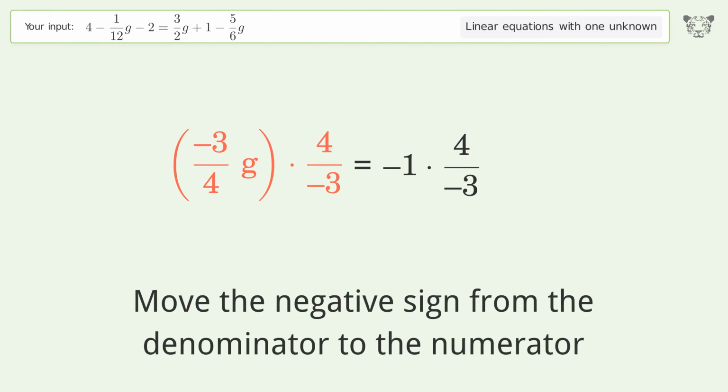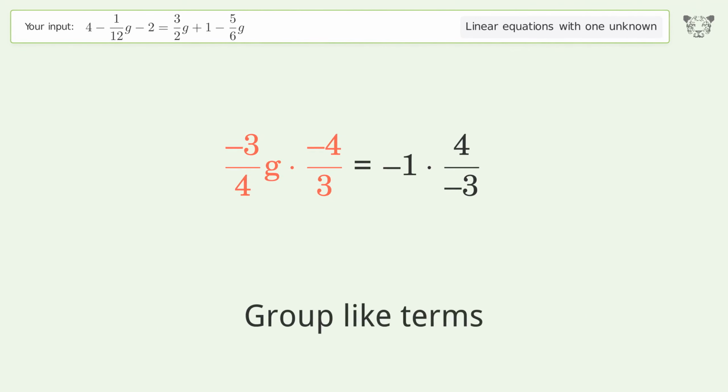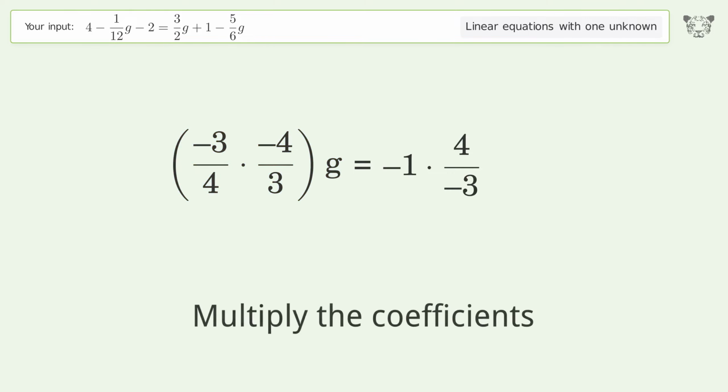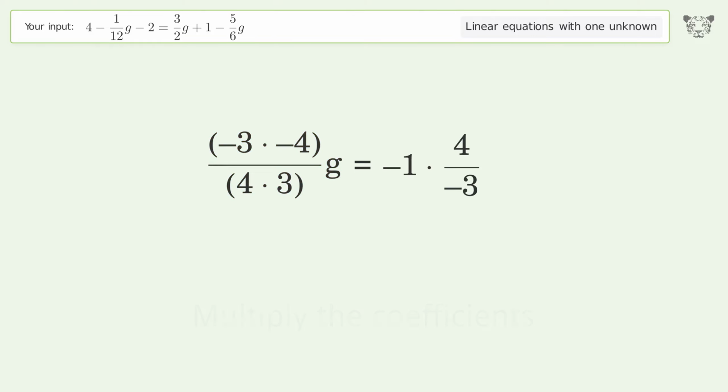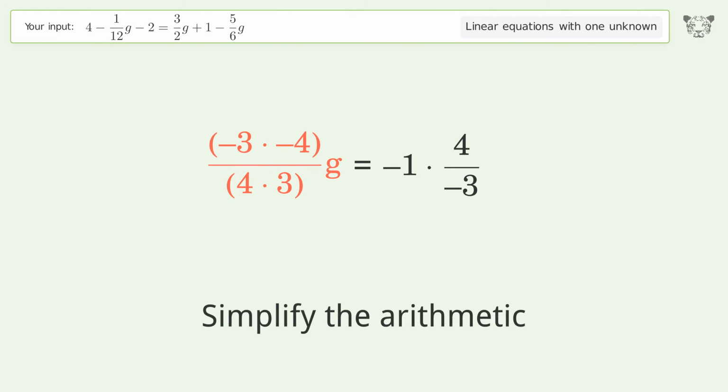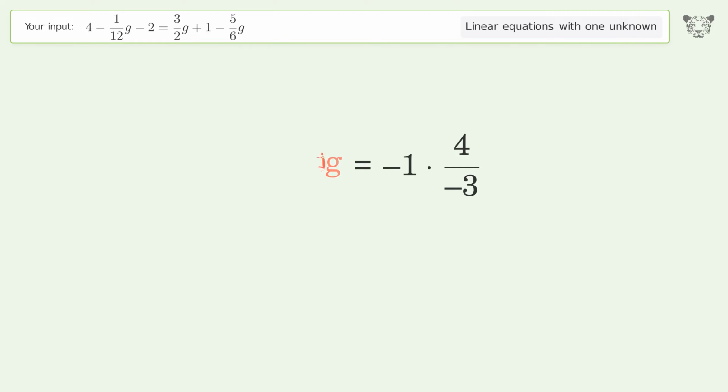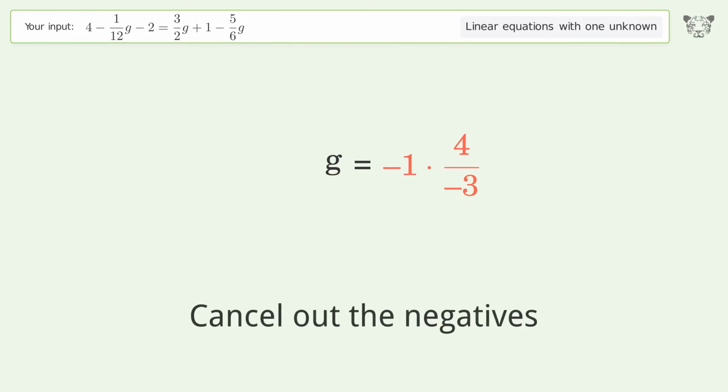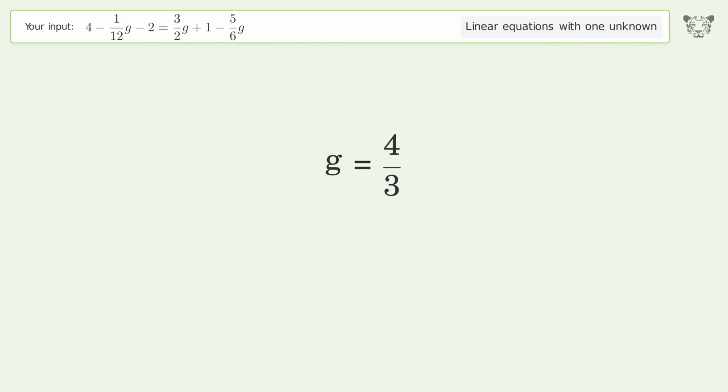Move the negative sign from the denominator to the numerator. Group like terms. Multiply the coefficients. Simplify the arithmetic. Cancel out the negatives. And so the final result is g equals 4/3.